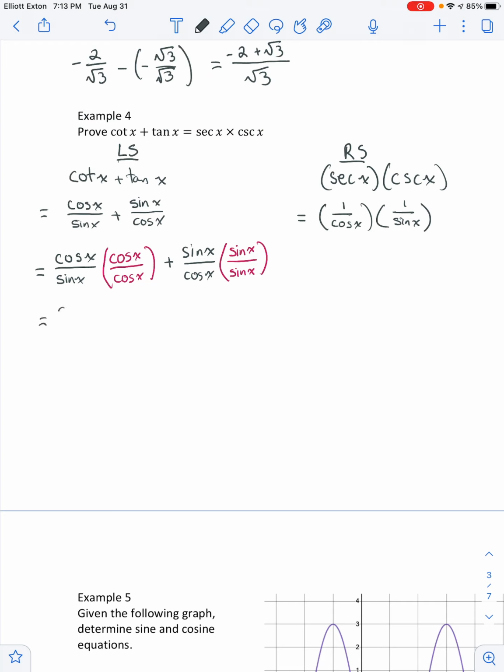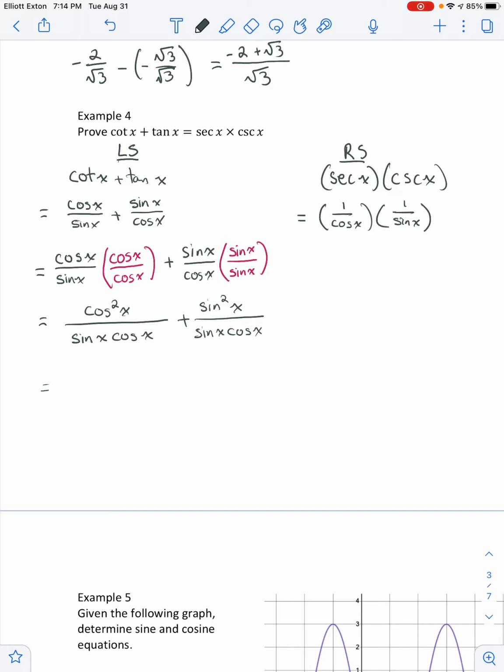So this is going to give us cos squared x over sine x cos x plus sine squared x over sine x cos x again. Now I've got the same denominator, so I can add these together.